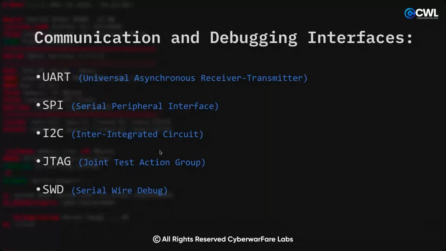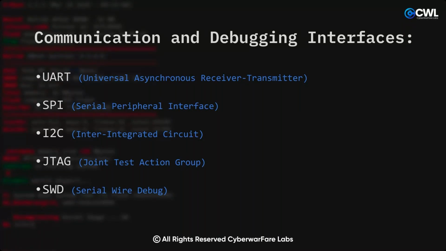Then we have JTAG. JTAG is an industry standard protocol, a testing and debugging interface. It provides low-level access to the internal state of the chip. It is solely focused on debugging, how we can debug the interface and the embedded device. It is used for boundary scan testing, system programming, and debugging at the hardware level. You can get a clean, proper overview of JTAG if you explore the JTAG section.